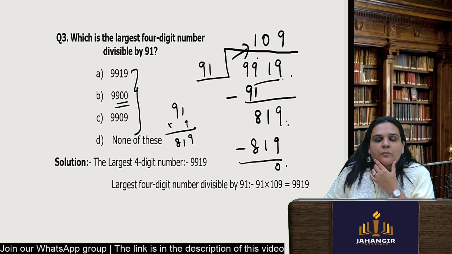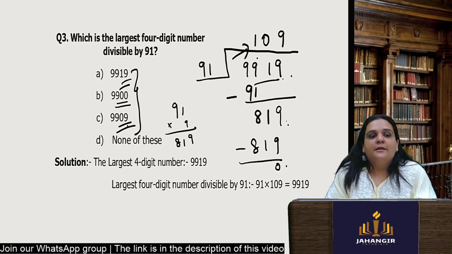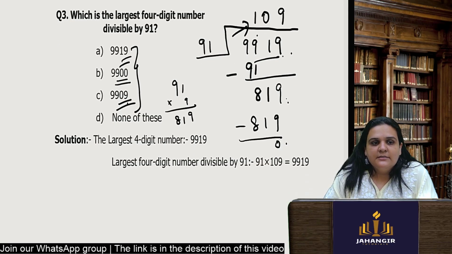This will not go because the last digit is 0. This will also not go. This is not the largest. This is the largest, no? So you use the elimination method, like in an MCQ. This is none of these. You leave that answer. 9900 will definitely not be divisible by 91.